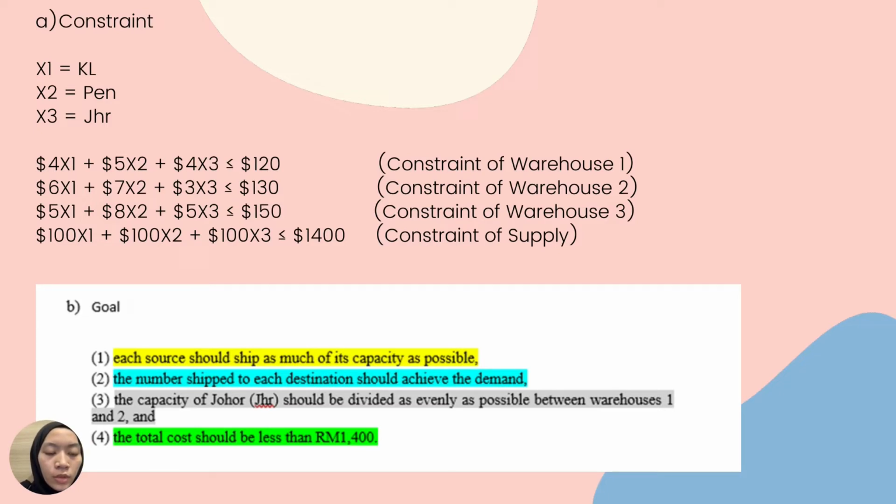Next, we need to construct the goals. For the first goal, each source should ship as much of its capacity as possible. For the second goal, the number shipped to each destination should achieve the demand. The third goal is that the capacity of Johor should be divided as evenly as possible between warehouse 1 and warehouse 2. And the fourth goal is that the total cost should be less than 1,400.